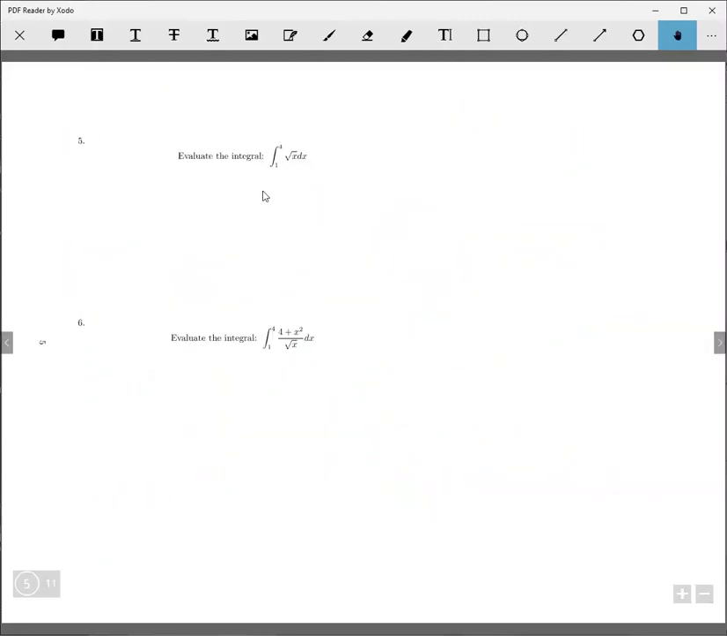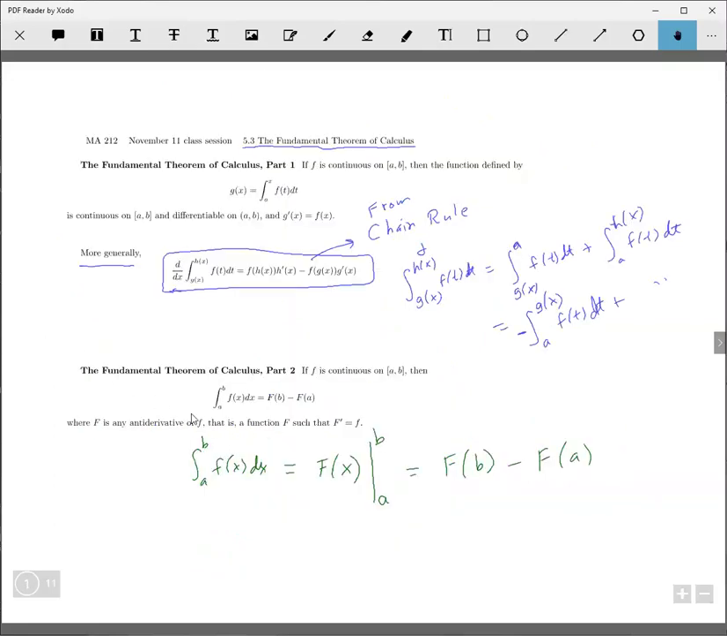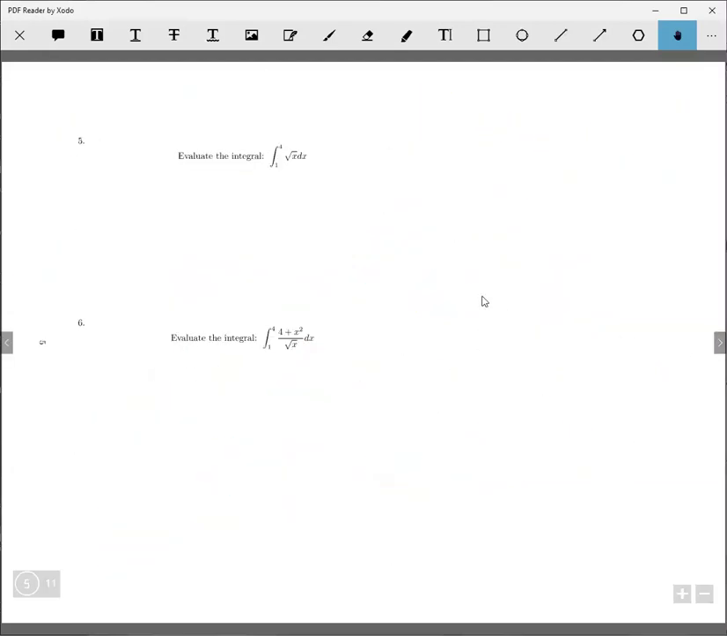Okay, let's do another one of these. Now this one, again, these two are going to use the fundamental theorem of calculus part 2, which is this one, which you're going to go this route. Your limits of integration are constants, and you just want to find this. So you're going to find an antiderivative, and then so on. Basically, we want to find an antiderivative.